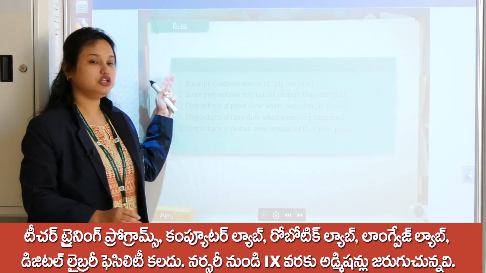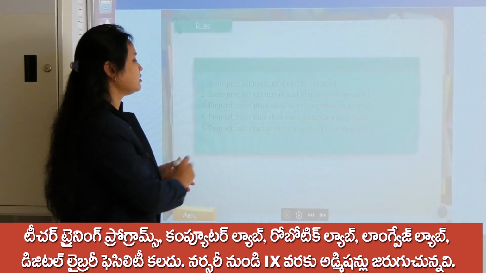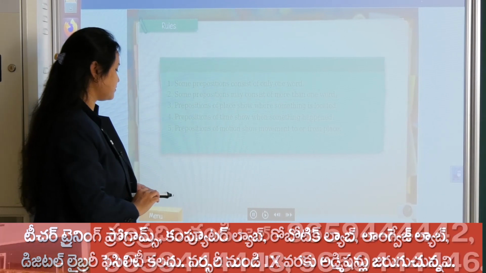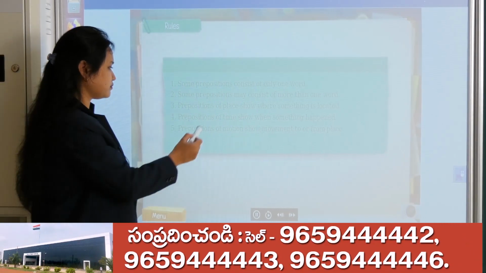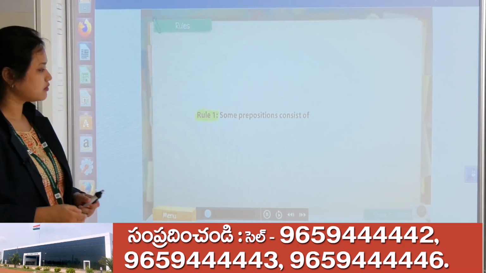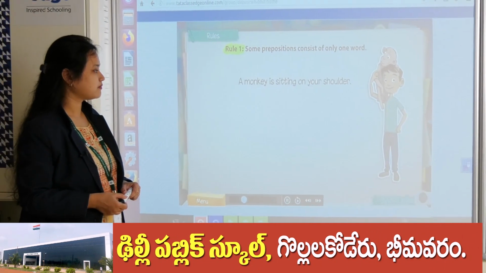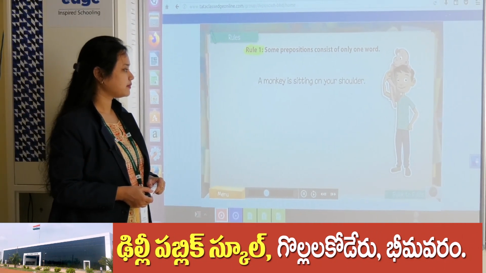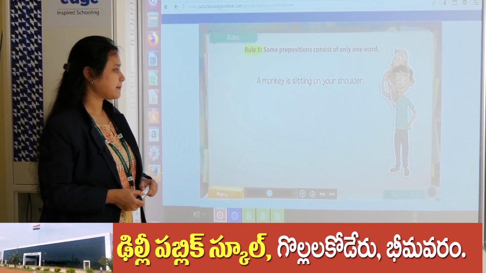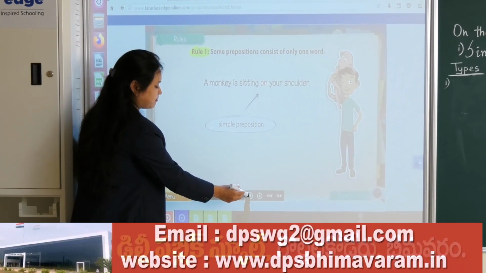Let's have a look at the types. I told you, simple and complex. Okay, let's learn the rules for identifying the various kinds of prepositions. Some prepositions consist of only one word. For instance, in this sentence, the preposition on consists of only one word. It is called a simple preposition.